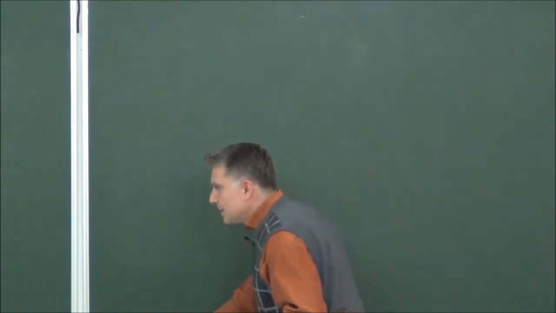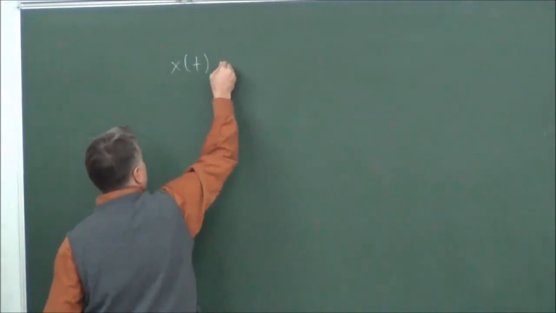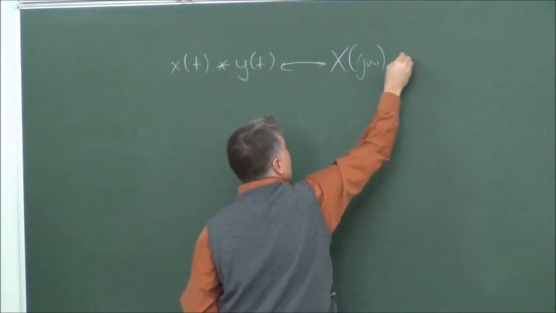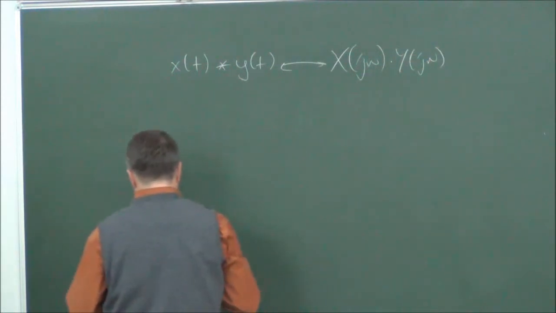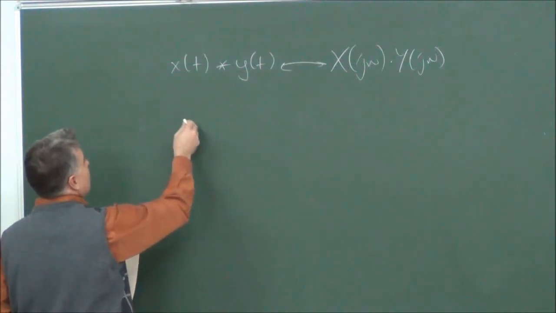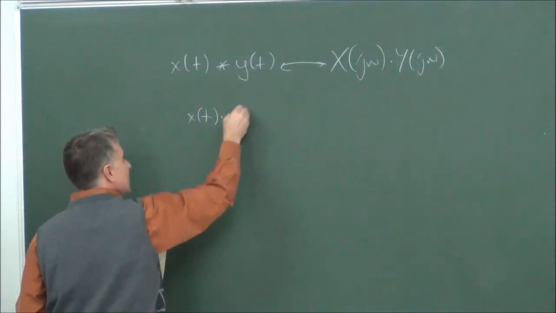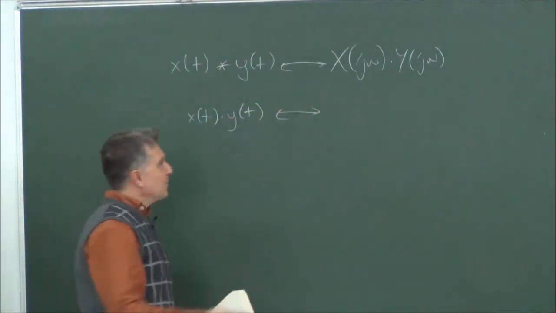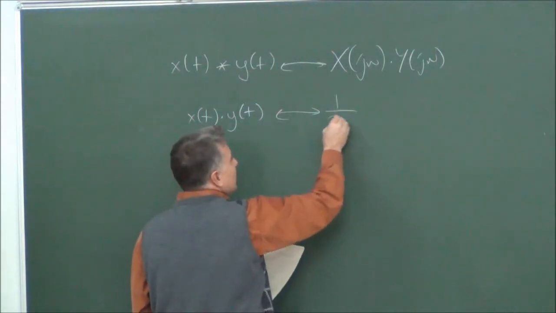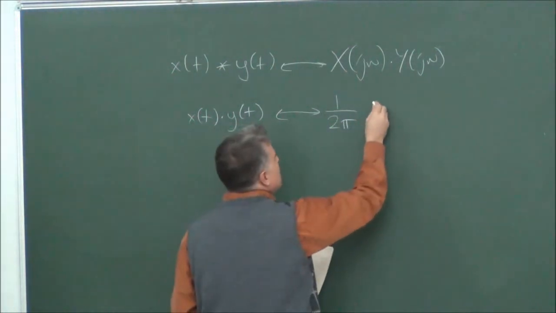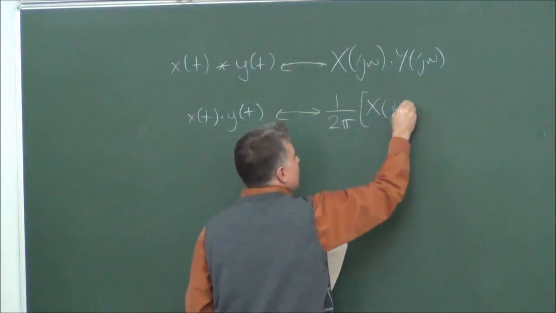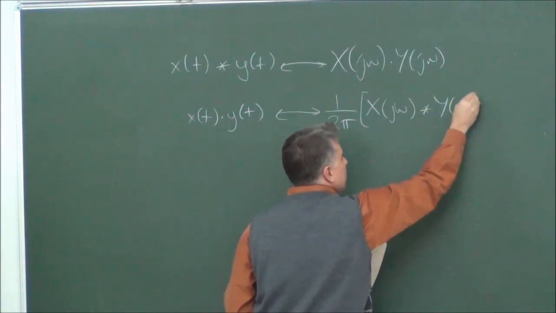So let me ask you this. If there is convolution in time, then the Fourier transform is the multiplication. What can you say about the following? If you multiply two time signals, what can you say about the Fourier transform then? Just from duality, it's the convolution, but this 1 over 2 pi thing comes into the picture here. So within a scale, it is x of j omega convolution with y of j omega.